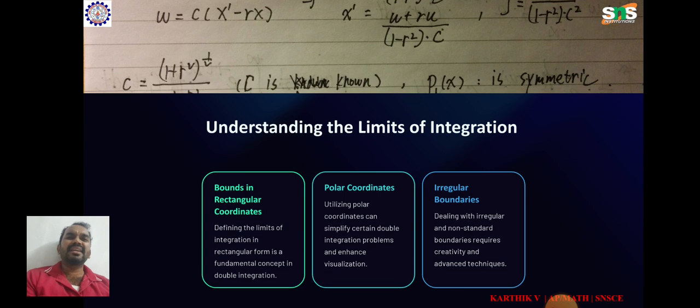If the region is more complex, for example a triangle or a circle, the limits of integration need to be adjusted accordingly to cover the entire region.